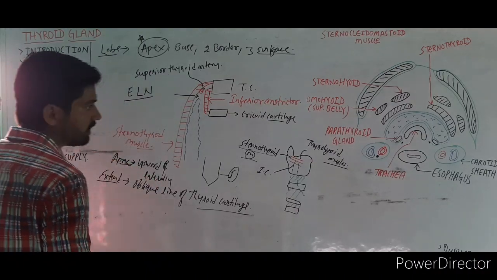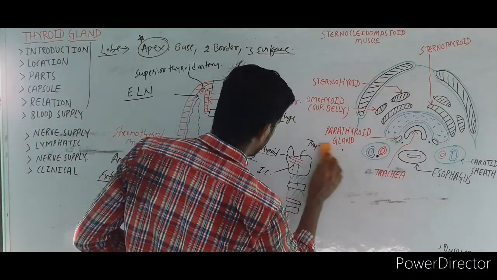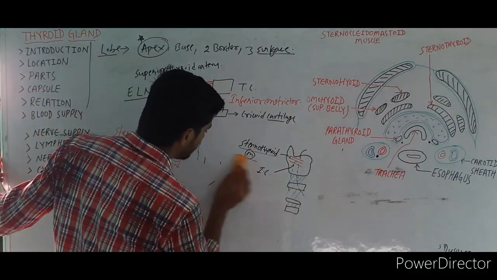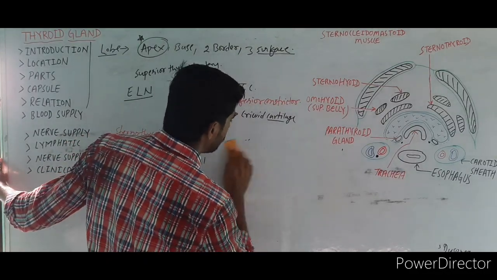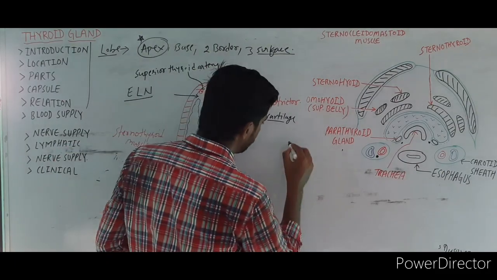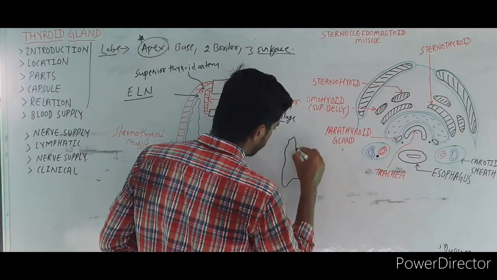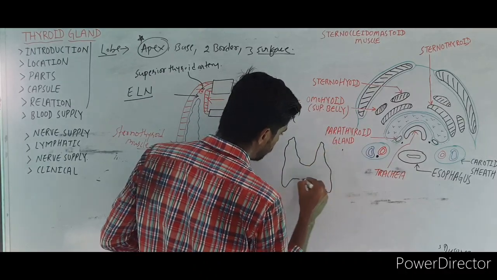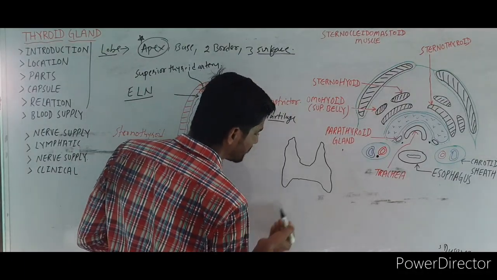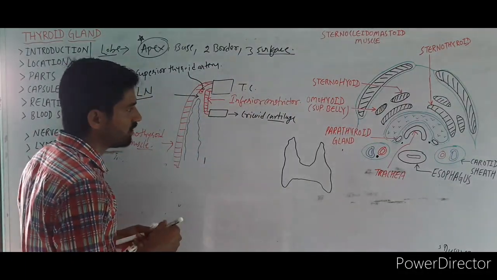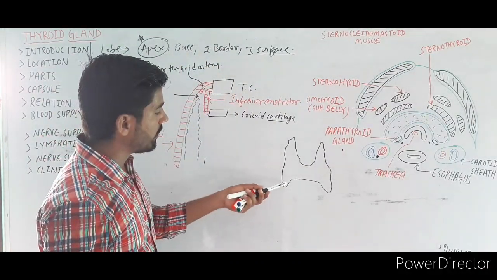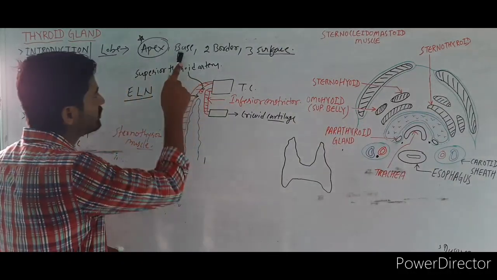For this, I want to redraw this diagram. See, in the base, what is happening here? Here is the thyroid gland. This is the base of the thyroid gland. From here, one nerve is the recurrent laryngeal nerve. The relations of the base are the recurrent laryngeal nerve and the inferior thyroid artery. These are the relations of the base only.